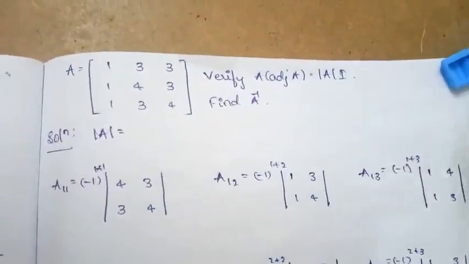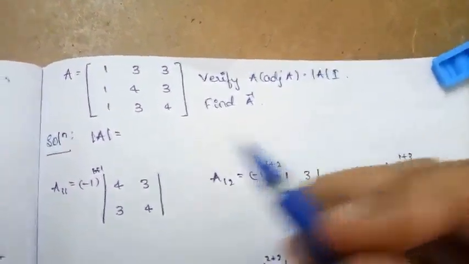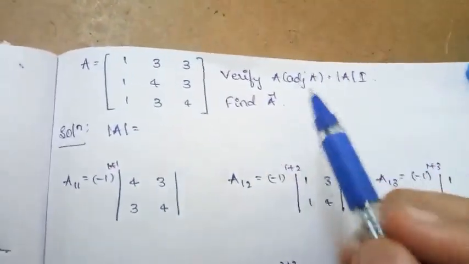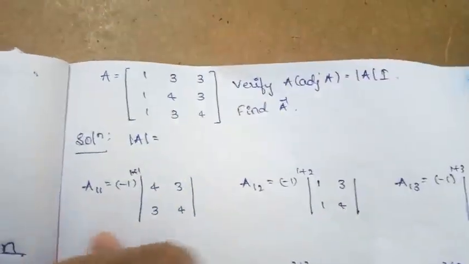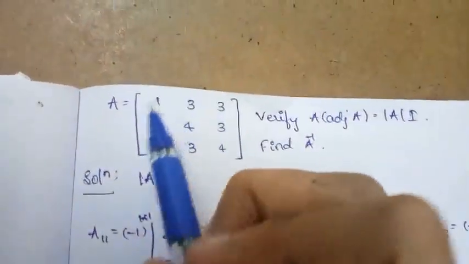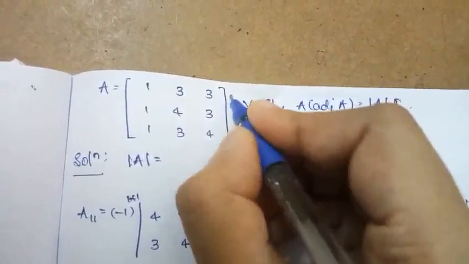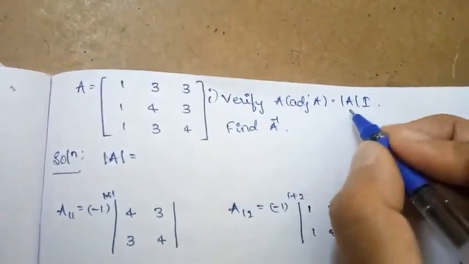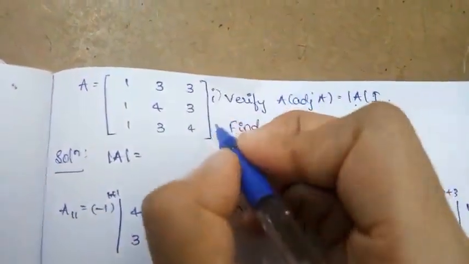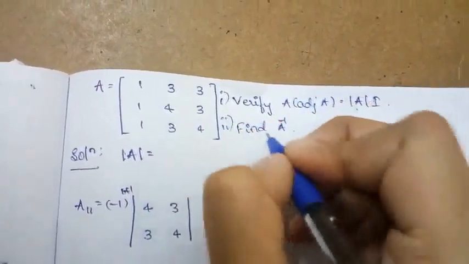So now you know clearly what is adjoint and inverse with both the concepts. Now let us move on to solving problems regarding adjoint and inverse of a matrix. Here they have given a matrix A and asked you first to verify A into adjoint A is equal to determinant A into I, and second, to find A inverse.